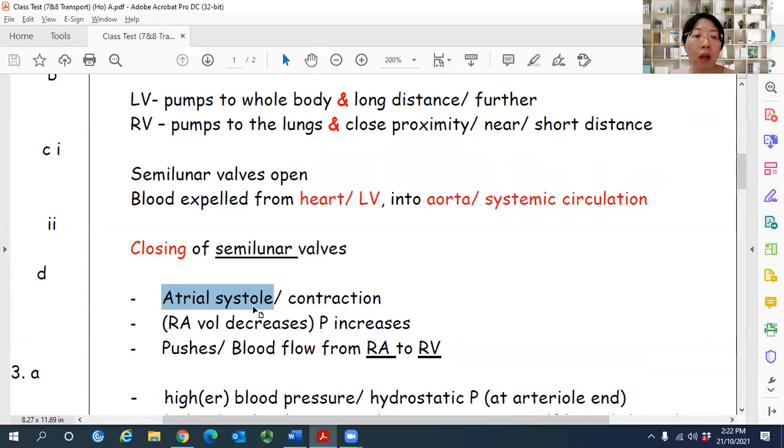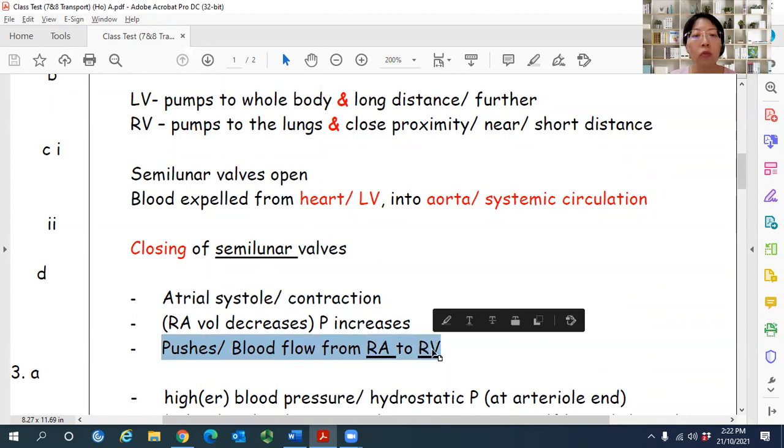And then what happened? Because of atrial systole, the pressure in the right atrium increases, and then it pushes the blood to flow from right atrium to right ventricle. Underline means the student must write right atrium to right ventricle. If the student writes atrium to ventricle, no mark, because the question is asking about the right side of the heart.